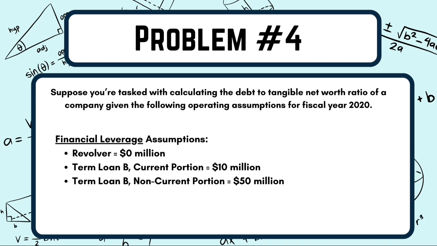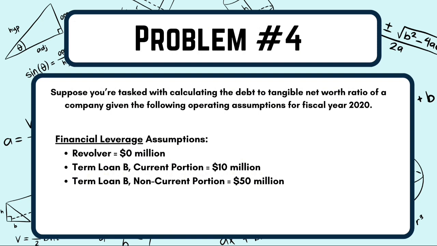So, here in problem 4, suppose you're tasked with calculating the debt to tangible net worth ratio of a company given the following operating assumptions for fiscal year 2020. Here are the financial leverage assumptions. Revolver 0 million, term loan B current portion 10 million, term loan B non-current portion 50 million. The revolving credit facility was extended by a corporate bank, but the company has not needed to draw from the revolver, hence the balance of 0.